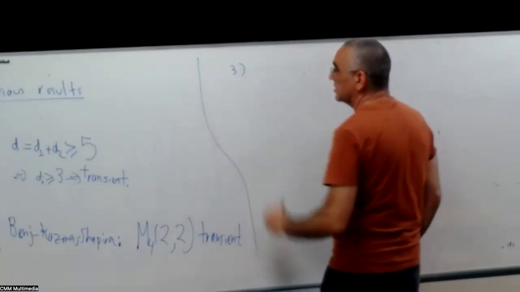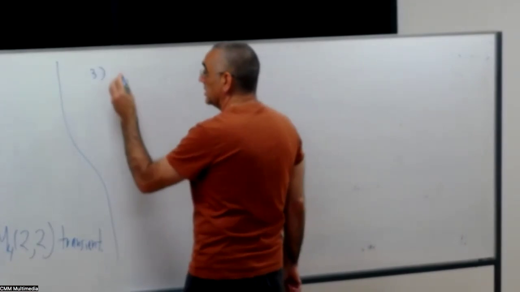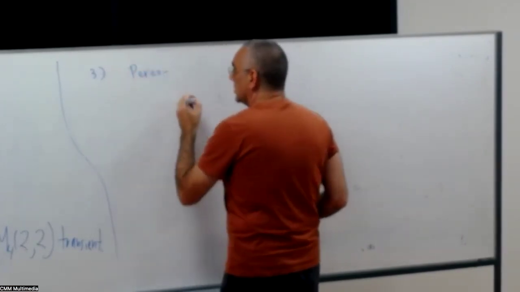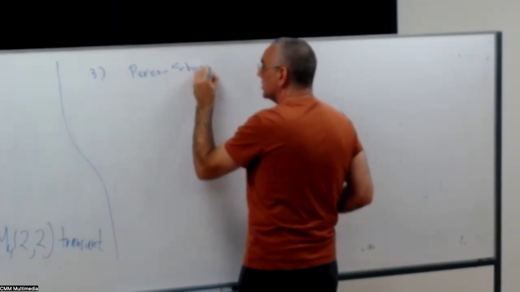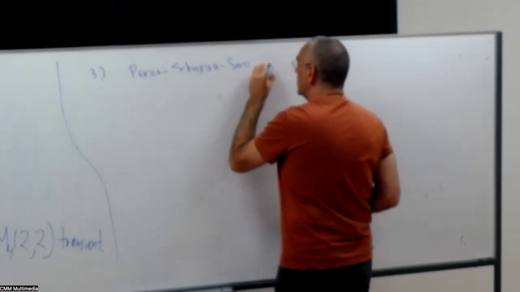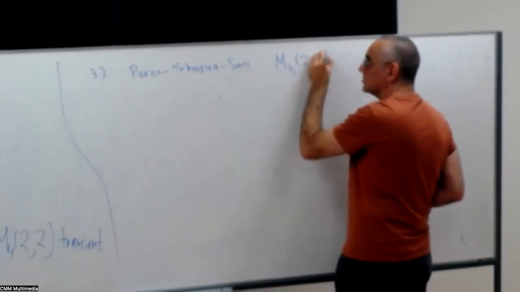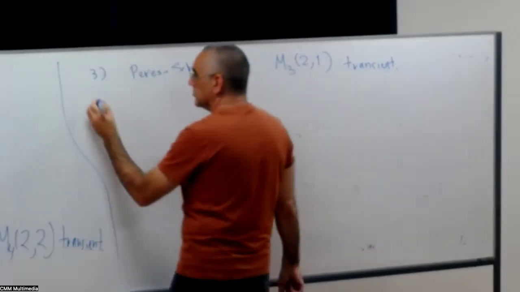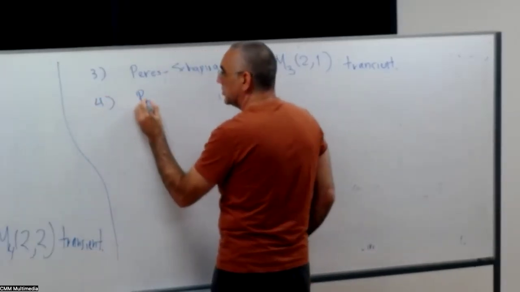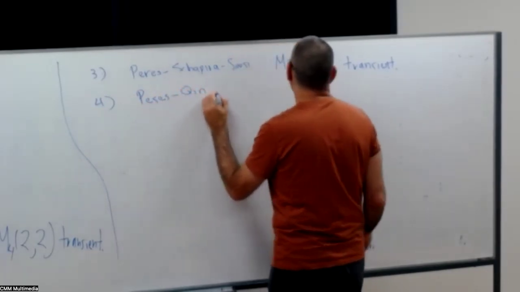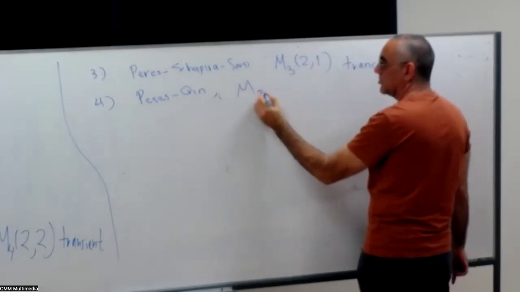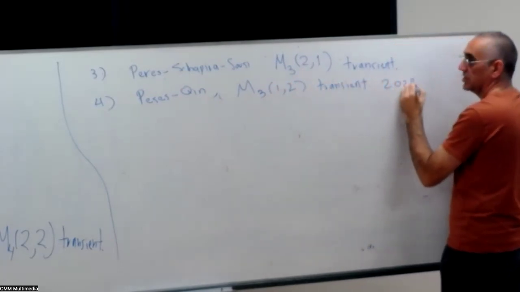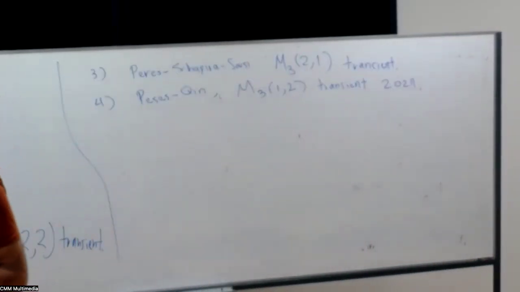And some other cases, which are also not trivial, that have been solved are, there is one which was solved by Perez, Schapira, and Susi, which is the case M321. And it turns out to be transient. And more recently, Perez and Chin show that the M312 is also transient. 2024. I'm not sure if it is already published.